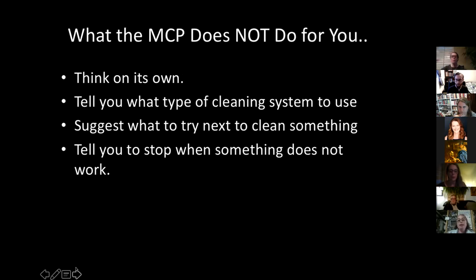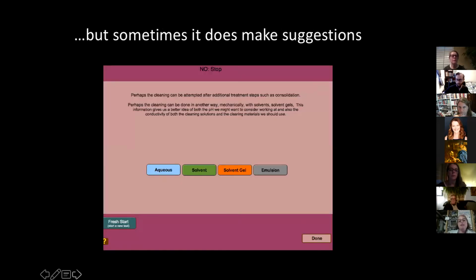What the MCP does not do for you: it doesn't think on its own. It doesn't tell you what type of cleaning system to use. It doesn't suggest what to try next. And it doesn't tell you when to stop when something does not work. You still have to do all that on your own. But sometimes it does make suggestions. Like when you hit the no stop, when things aren't working for your cleaning, it might tell you to try to consolidate or do a mechanical cleaning or switch your pH. So it does have some helpful suggestions.